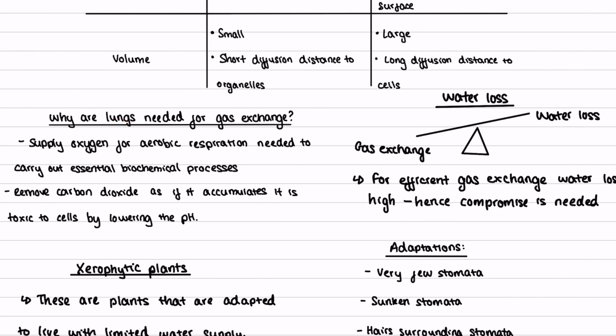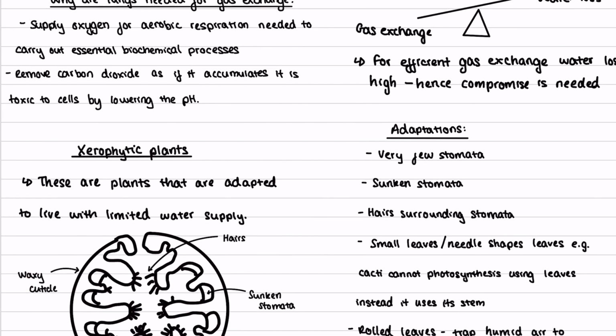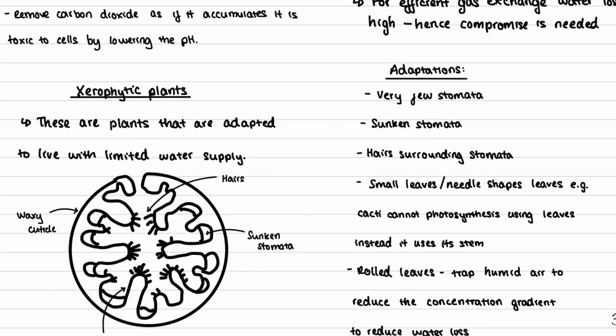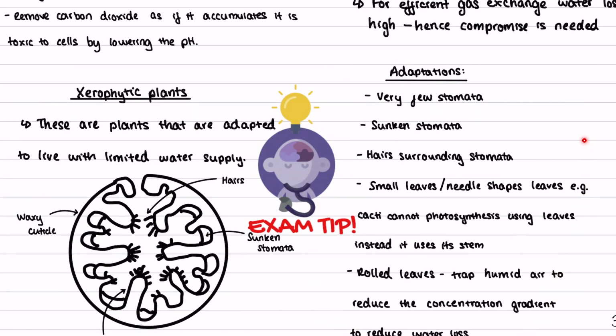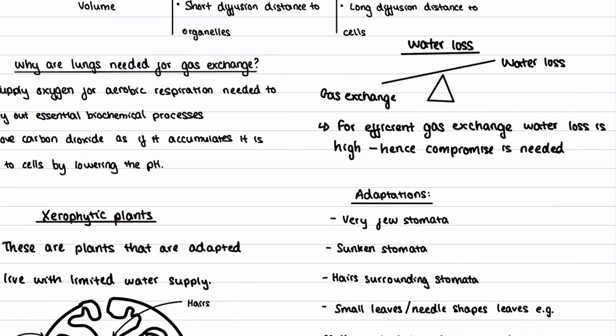What are xerophytes? These are plants that are adapted to live with limited water supply. This is what they look like. They have many adaptations, and it is important that you know these for your exams, as it can be an easy 6 marker. In order for plants to carry out gas exchange, gases enter and leave through stomata on their leaves and usually have guard cells that surround them, and they allow water to enter via osmosis to become turgid, allowing the stomata to open up.